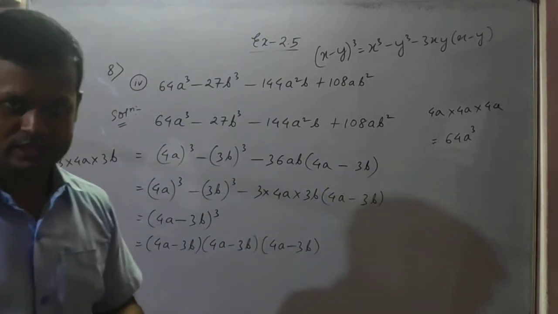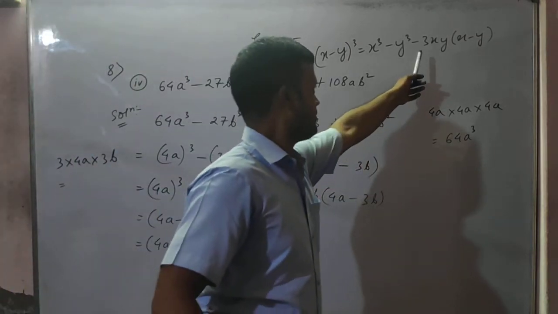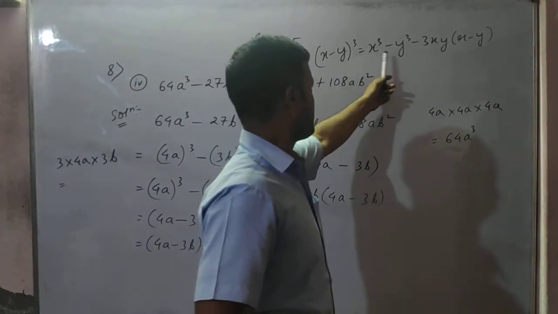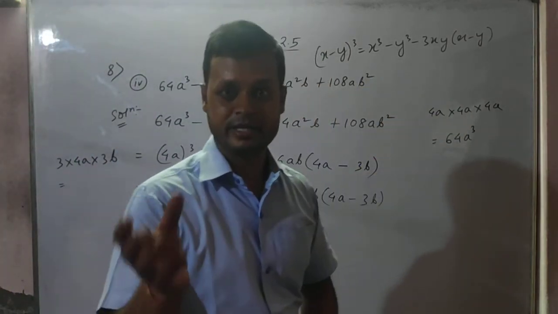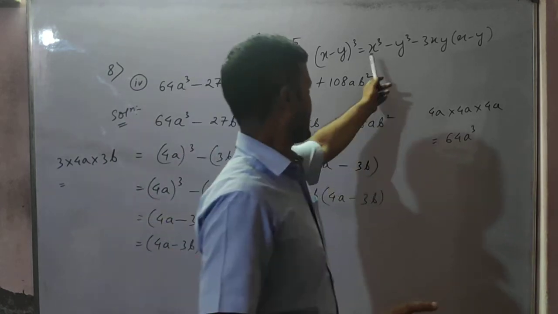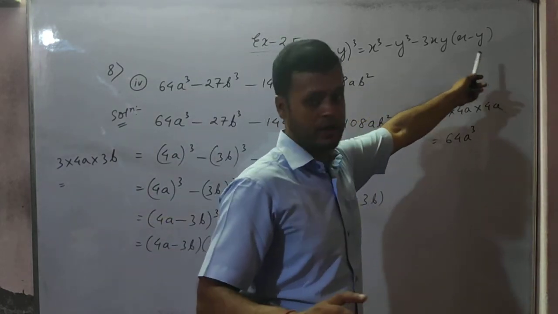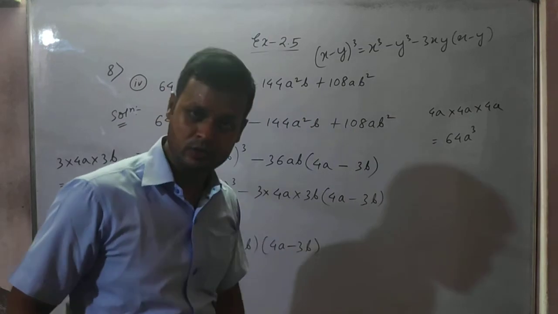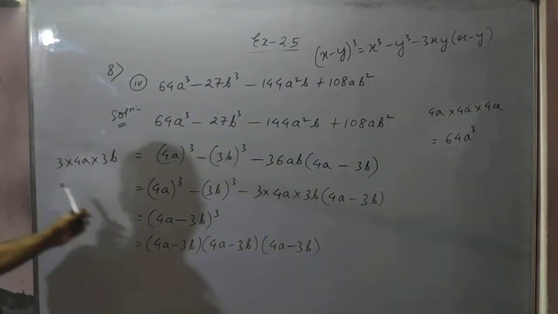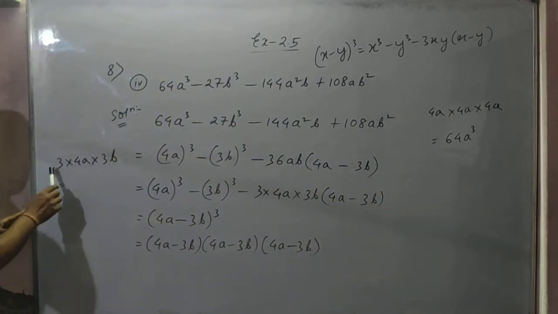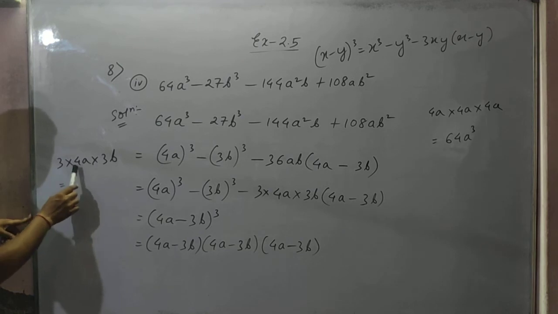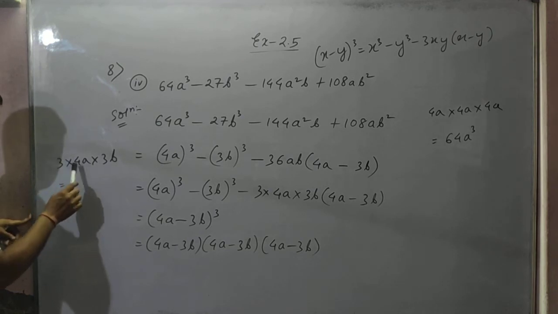In the last sum also, the same way. Okay, there the plus sign was there, but again same. X cube minus y cube minus 3xy: 3xy has to be there in the formula, no? X cube minus y cube minus 3xy into (x minus y) is x minus y whole cube. That's why. So 3 into 4A into 3B. 3 into 4 is how much? 3 into 4 is 12.